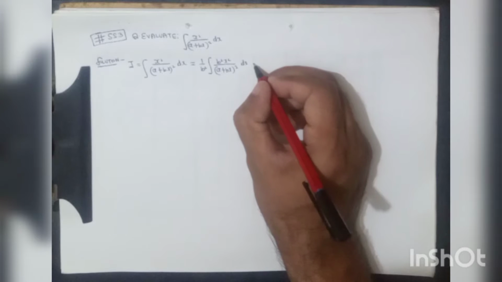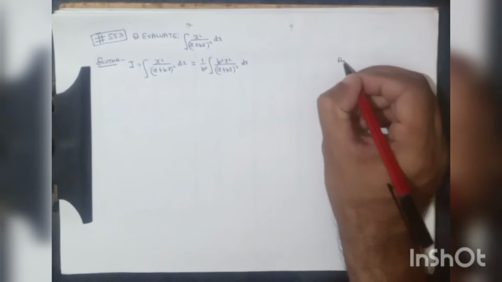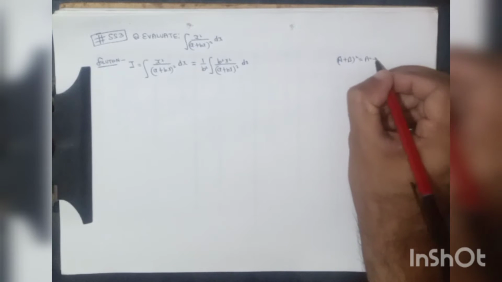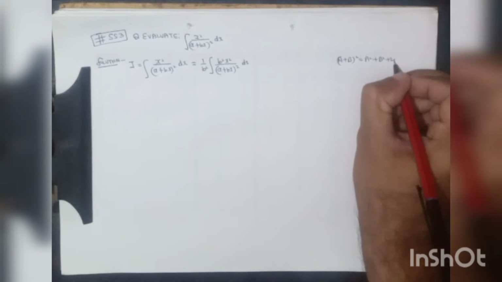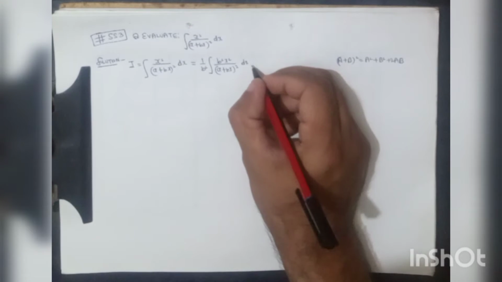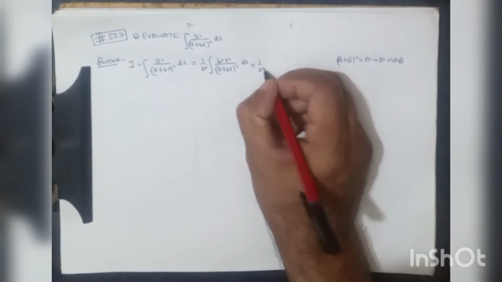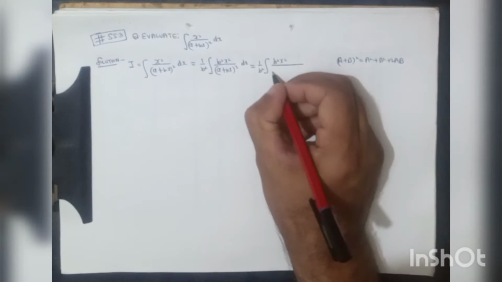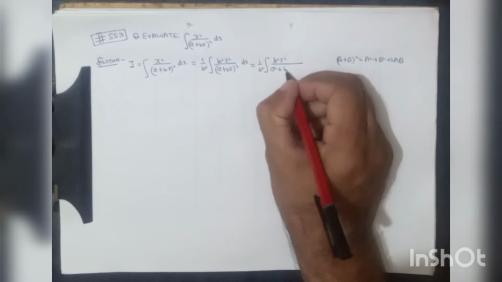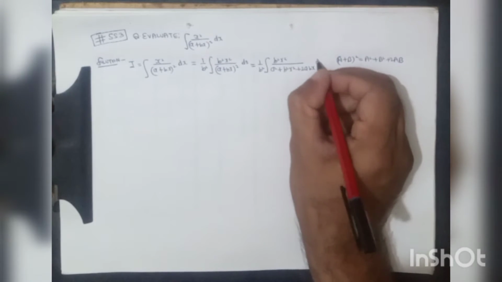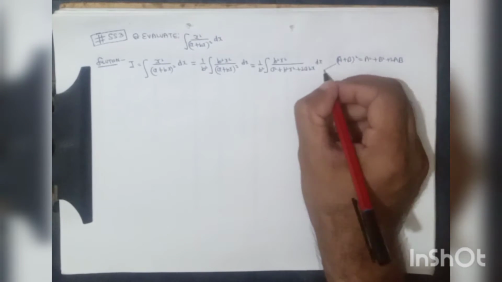So this may be written as, now we know the formula, (a plus b) whole square is equal to a square plus b square plus 2ab. So we will use this formula in the denominator. So this may be written as 1 upon b square integration of b square x square divided by a square plus b square x square plus 2abx dx. We have used this formula here.